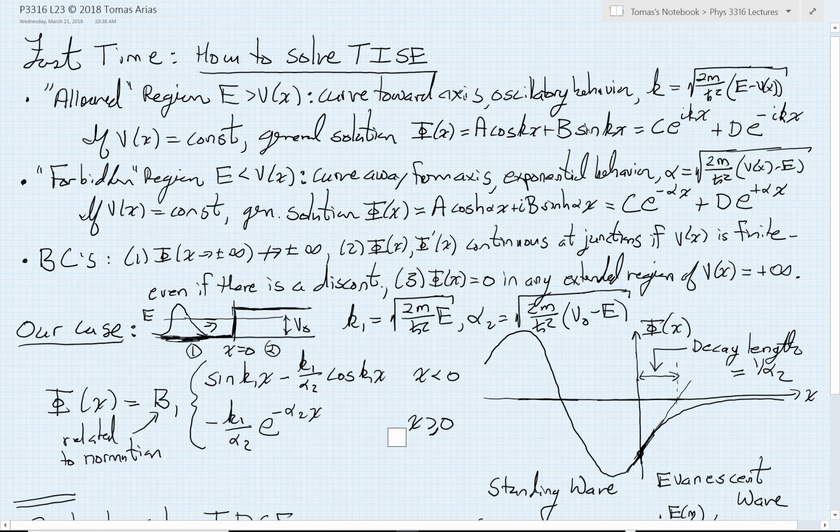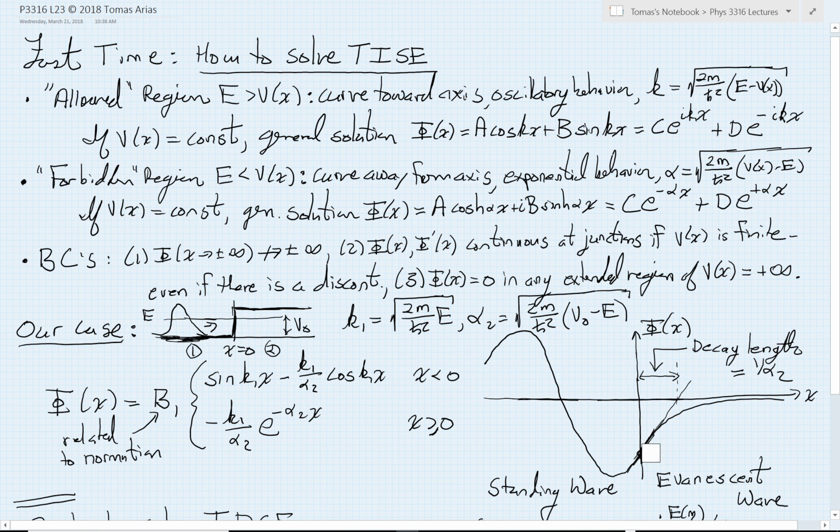Here then is a sketch of the function that we had found. In the forbidden region, it is just a pure decaying exponential. This is characteristic of an evanescent wave. And I just wanted to point out that it has a certain exponential decay length, which of course is related to the inverse of the exponential constant alpha 2.